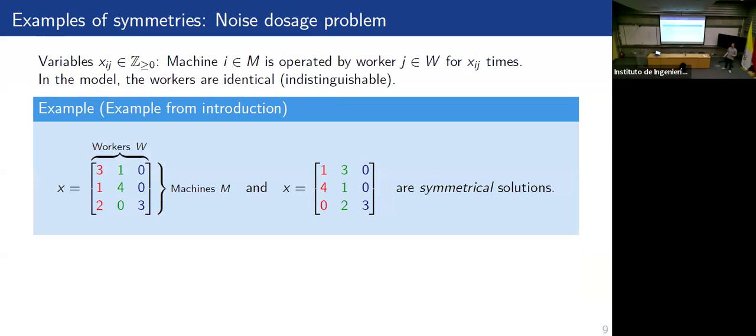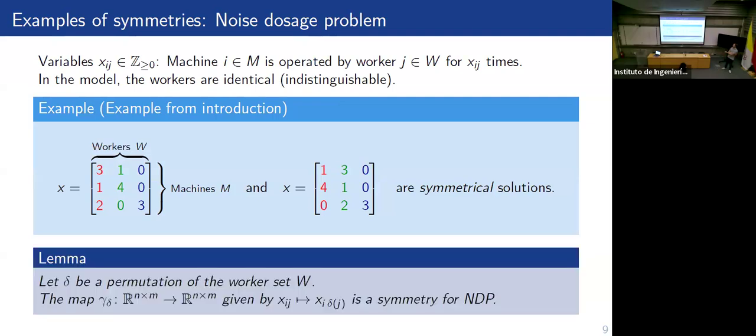So, what are examples of symmetries? Well, we have seen in the introduction the noise dosage problem, where we could permute the workers, or more generically, the index set of the columns of this orbitope. And we can write down the symmetry as follows. Let delta be a permutation of the worker set. We can say that gamma of delta is basically taking our solutions x_ij and permuting the columns. That is an example of a symmetry.